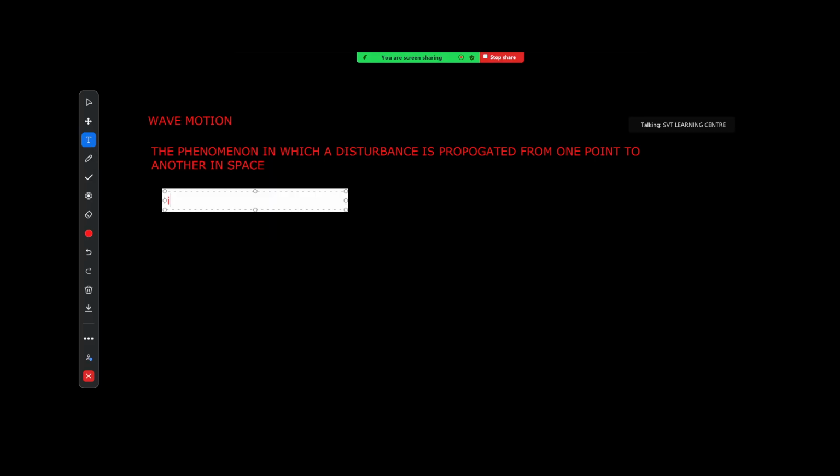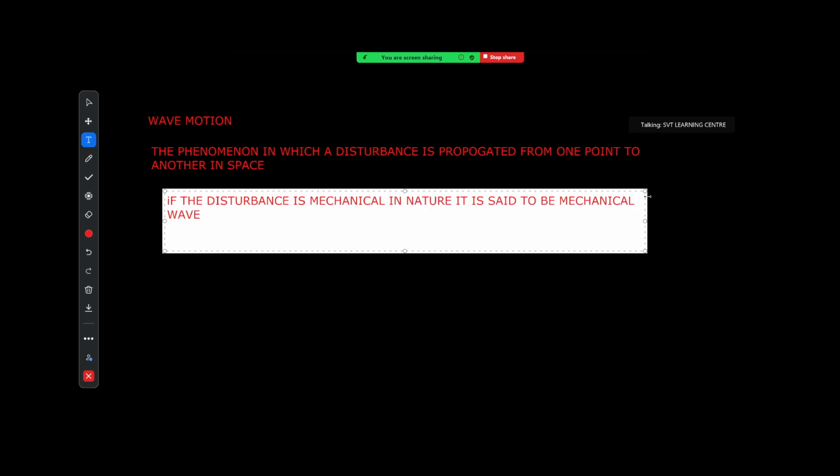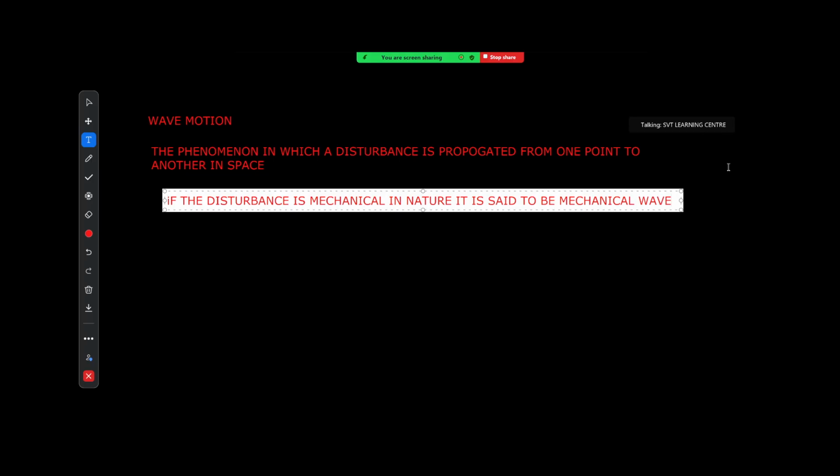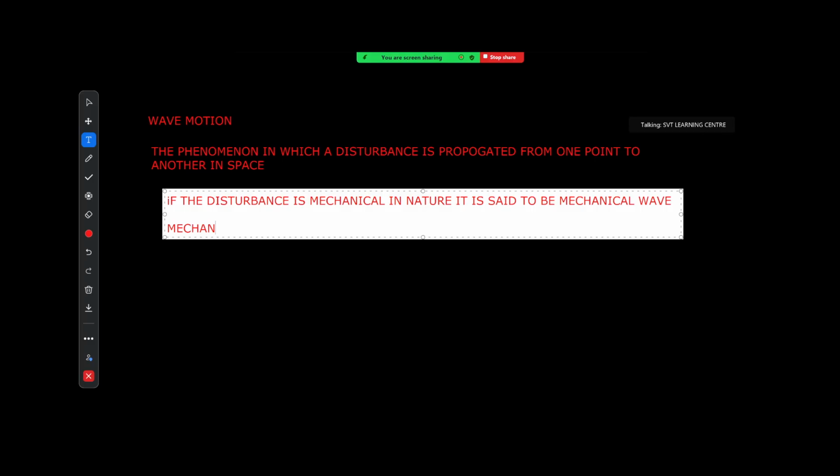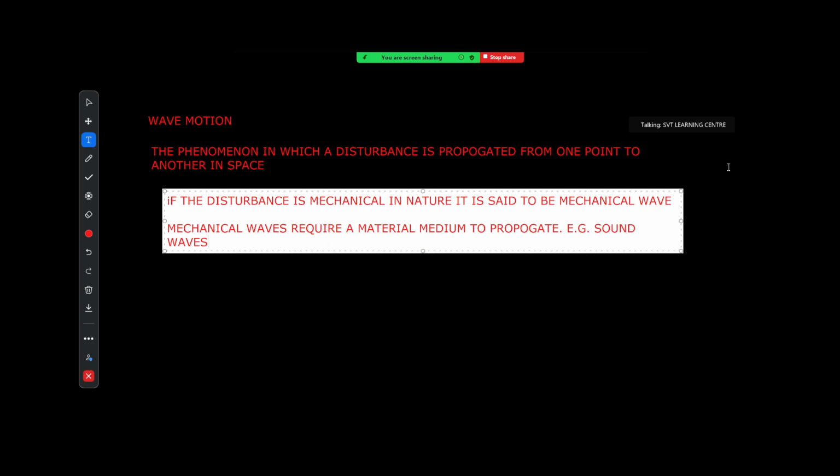Now, if the said disturbance is mechanical in nature, it's said to be a mechanical wave. Correct. Of course, a mechanical wave will need a medium because it needs some particles to vibrate. So we can say that mechanical waves require a material medium to propagate, meaning travel. Your example could be sound waves. So that's why sound waves cannot travel in vacuum.